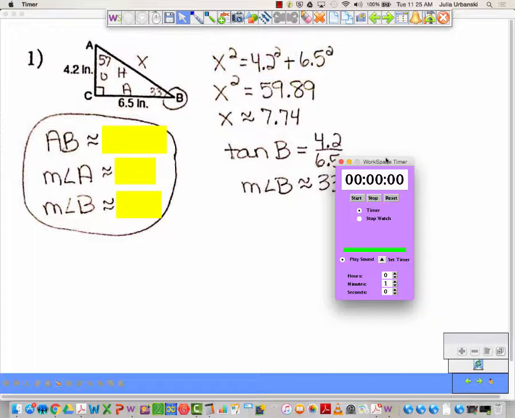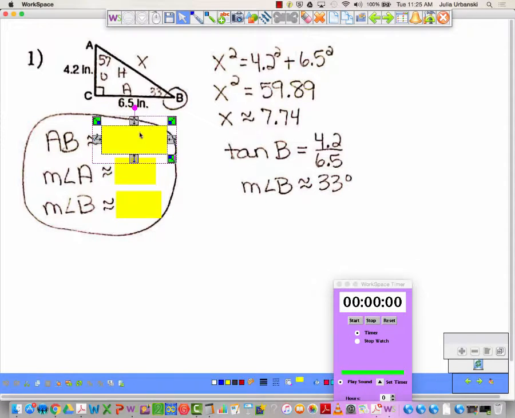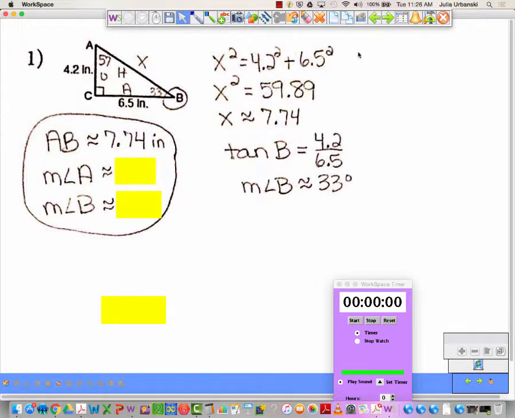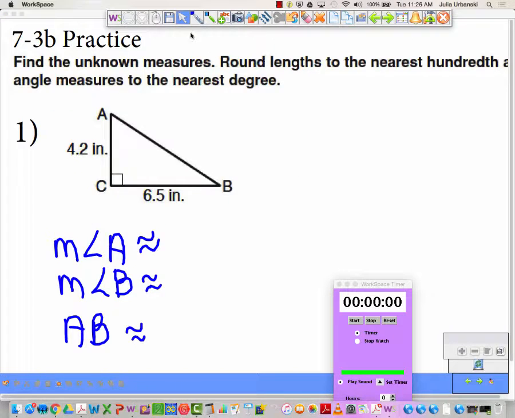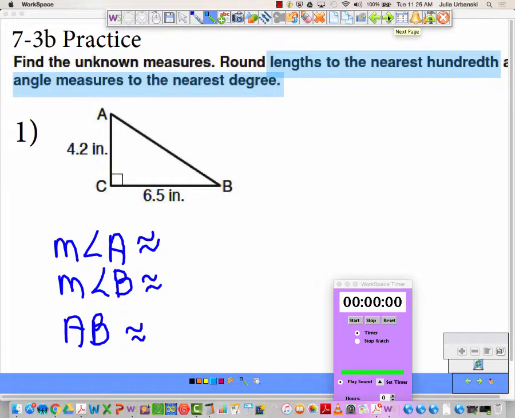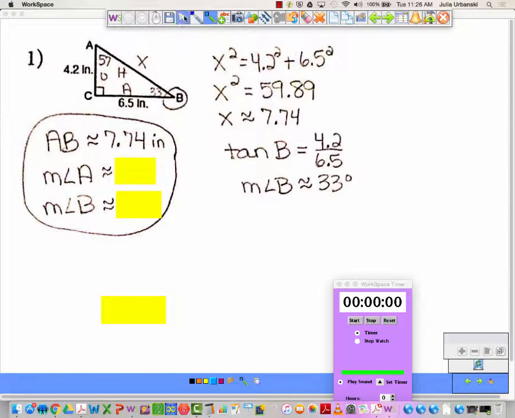AB! You could have done it through SOHCAHTOA or through Pythagorean theorem. I got 7.74 because look up at the top of the page. It says to round any lengths that you find to the nearest hundredth. That's 2 decimal places. So I always follow the directions. It says to round angles to the nearest degree, which means no decimal places. What did you get for angle A? 57.1. Okay, good. But technically the directions said to the nearest degree, so you can just call that 57. And then what would angle B be?